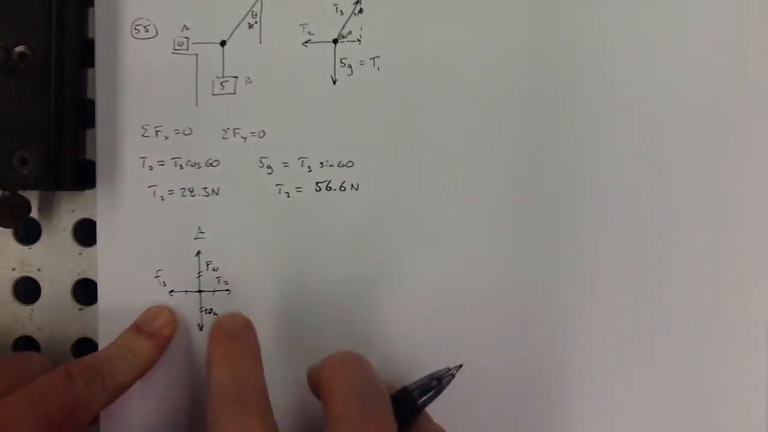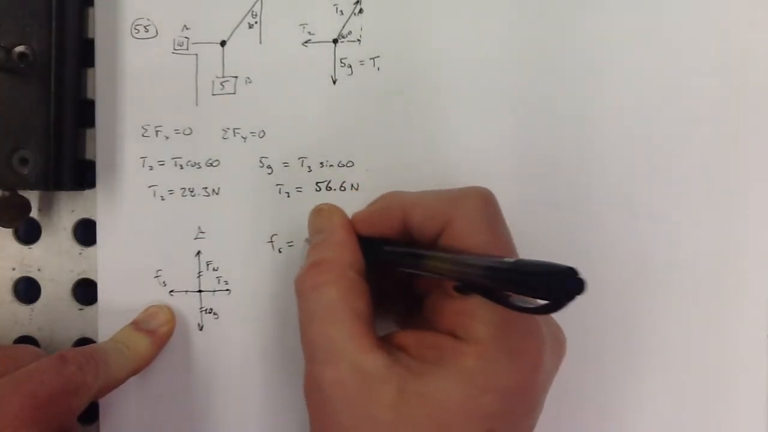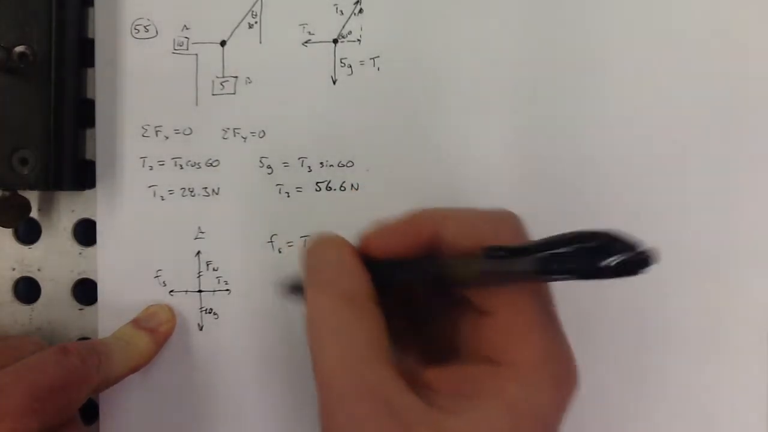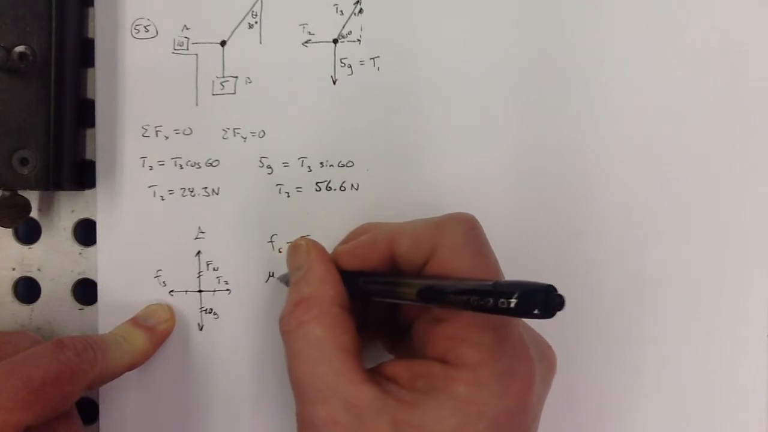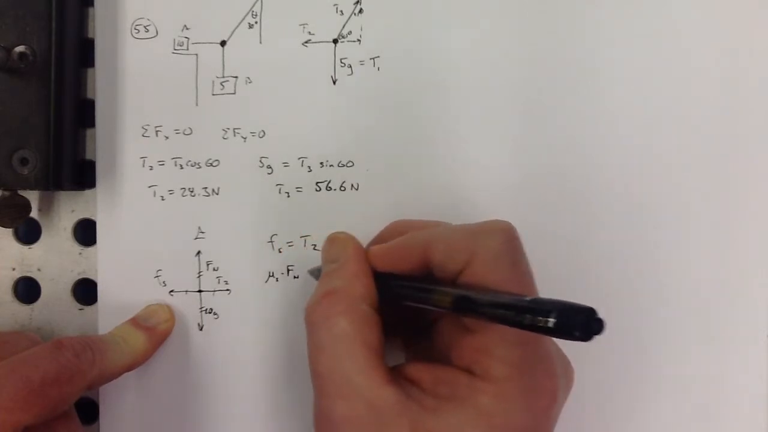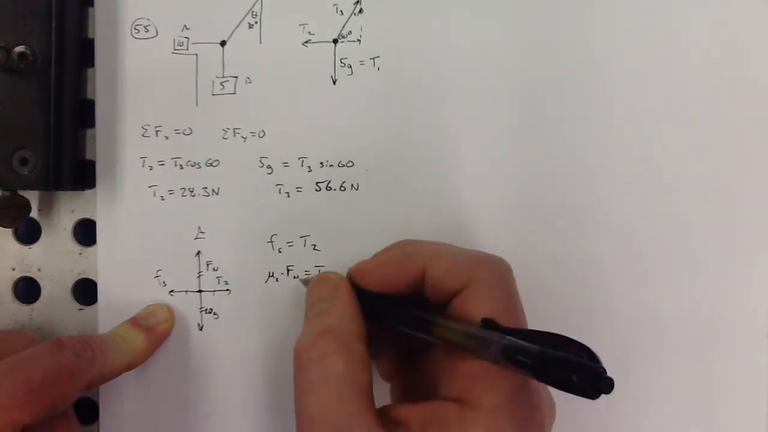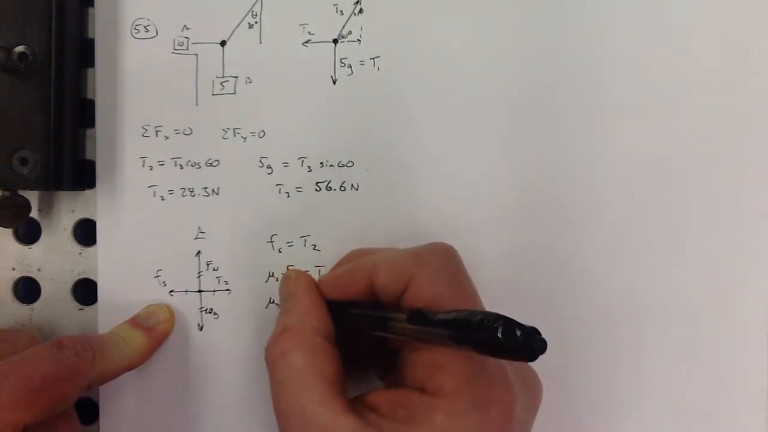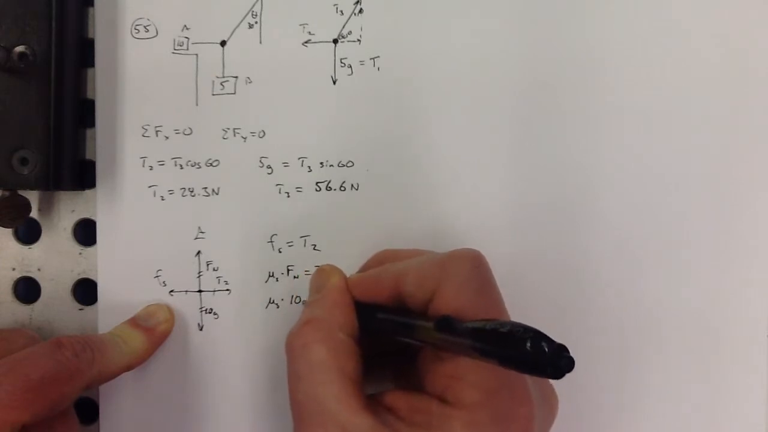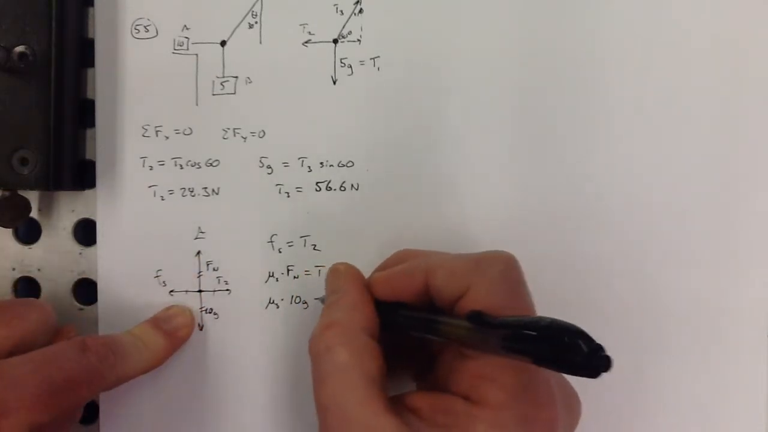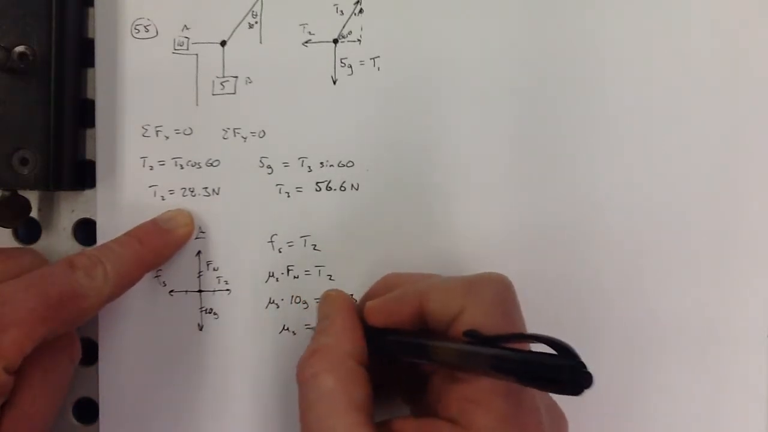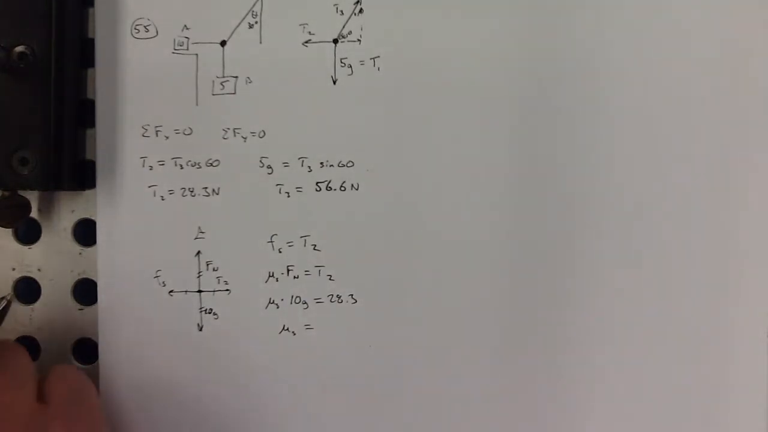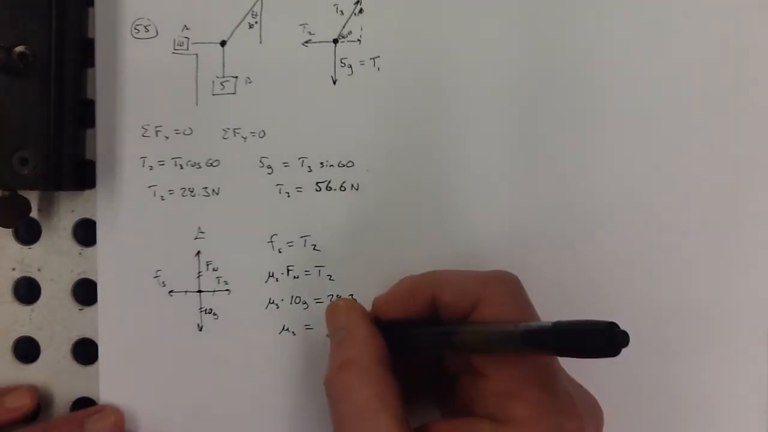And I know that the force of static friction must be equal to T2. And I also know this force of static friction, since it's maxed out, is equal to the coefficient of friction times the normal force. And so I think I'm good here, right? So the coefficient of static friction times 10g, because that's what the normal force has to be equal to, is equal to T2, 28.3. So the coefficient of static friction is 28.3 divided by 98, about 0.29.